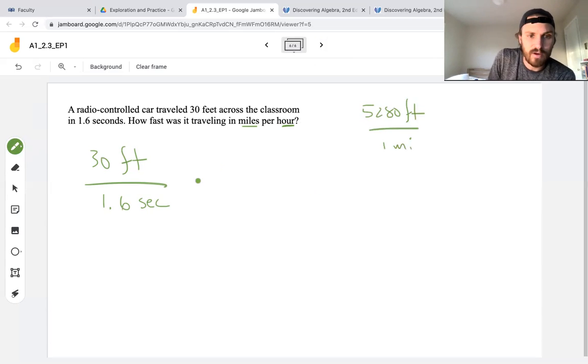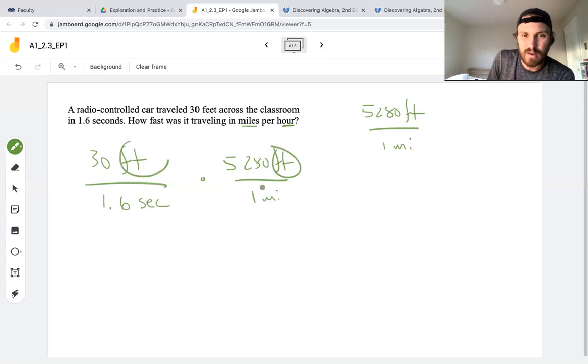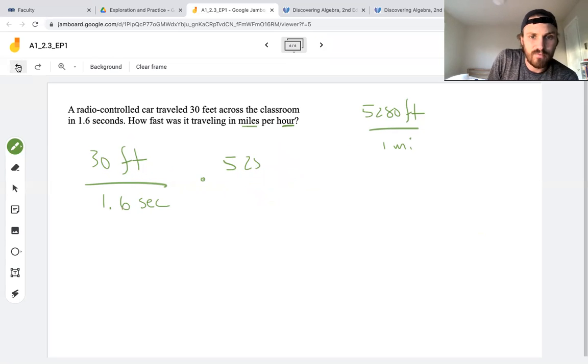Now let me show you what would happen if I just multiplied this by 5,280 feet divided by 1 mile. Well, the problem is now I have feet times feet. I don't want feet squared divided by miles. I want to get rid of feet and translate this into miles. So we're not going to multiply by 5,280 feet over 1 mile. Instead, we are going to multiply by 1 mile over 5,280 feet, which is also equal to 1, because these are the same thing. Then my feet are going to divide, and I'm left with miles.